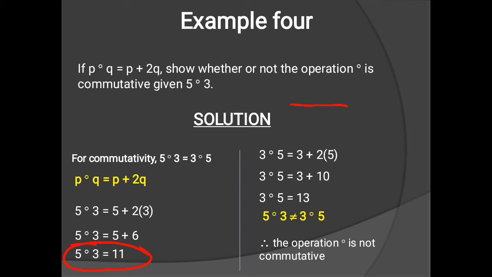All right, that being said, let's look at the next property, which is associative property. Associative. We have said commutative property deals with two variables, one operator.